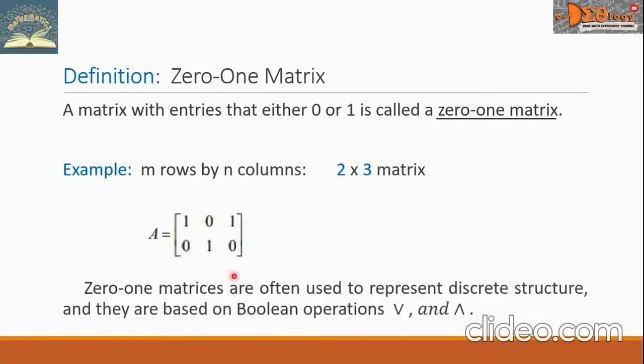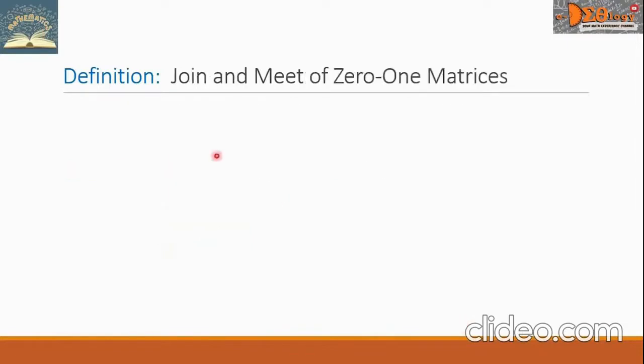0, 1 matrices are often used to represent discrete structure, and they are based on Boolean operations and the operation AND. Let us define now join and meet of 0, 1 matrices.